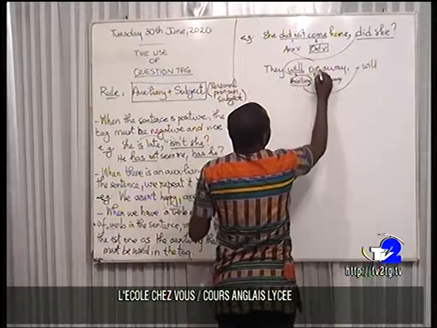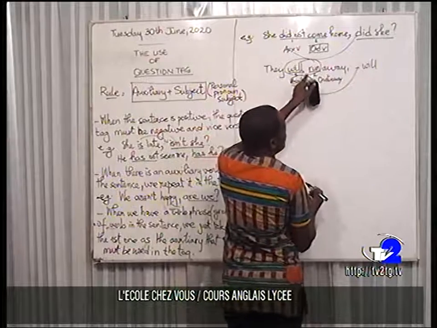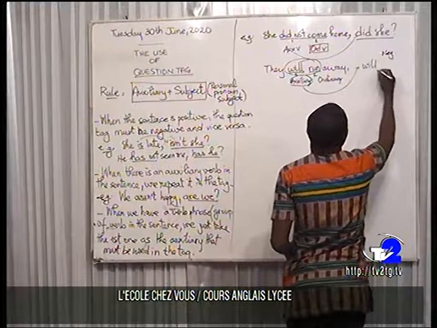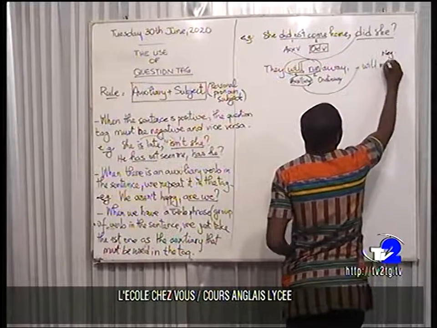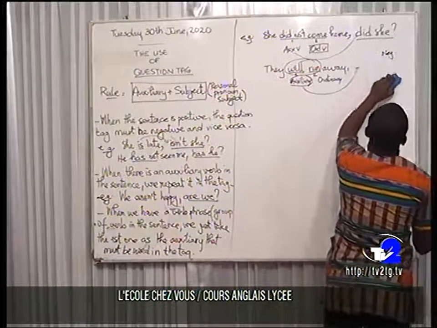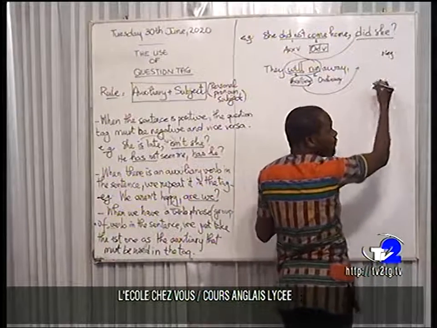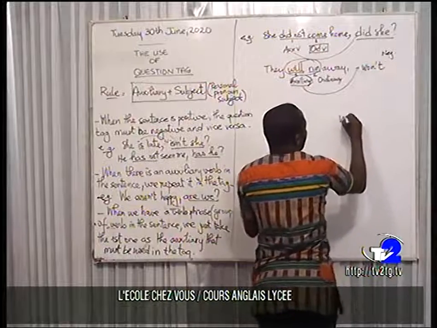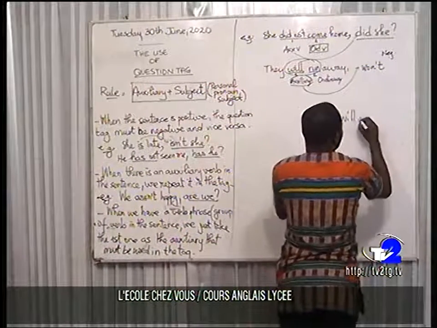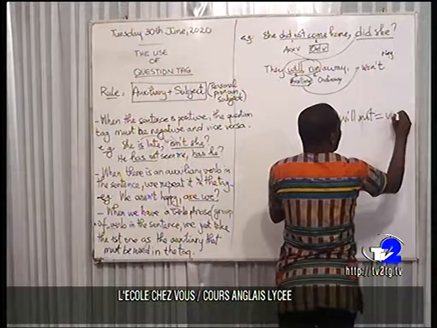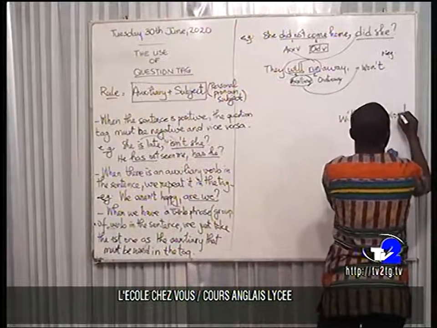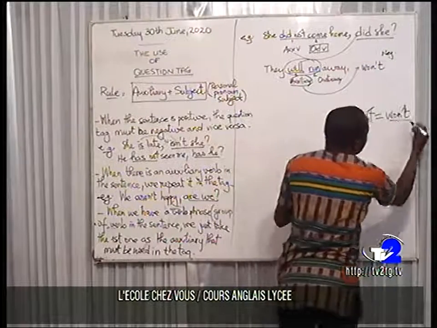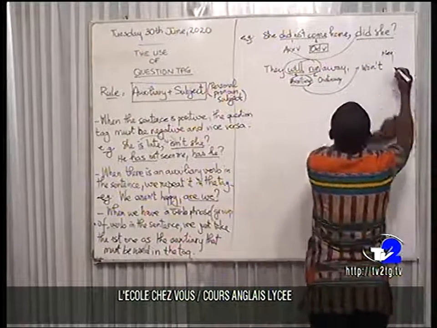So when we say they will run away, will shows that the sentence is positive, so your question tag should be negative. The negative form of will is will not. But unfortunately, we don't use the full form when forming the question tag. We must use the contracted form, which is won't. So will not is equal to won't. That's why we have to say, won't they?